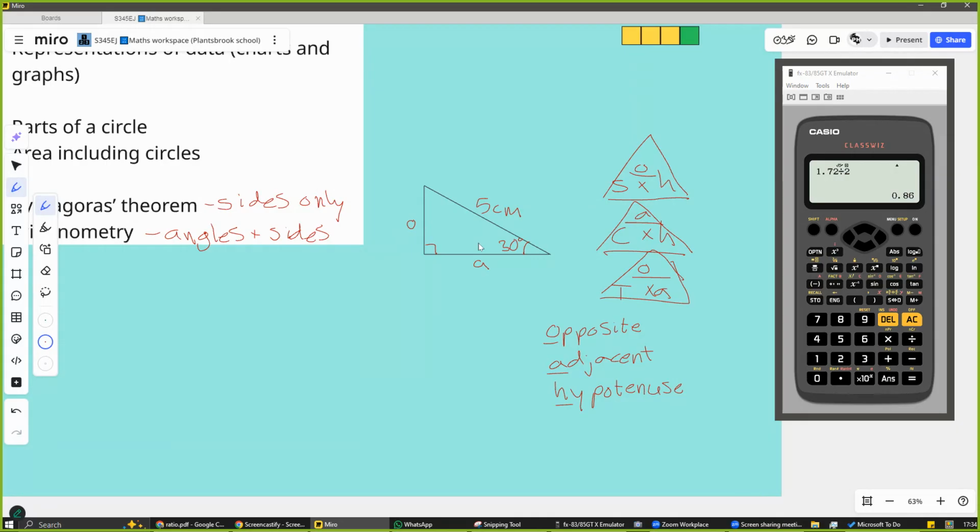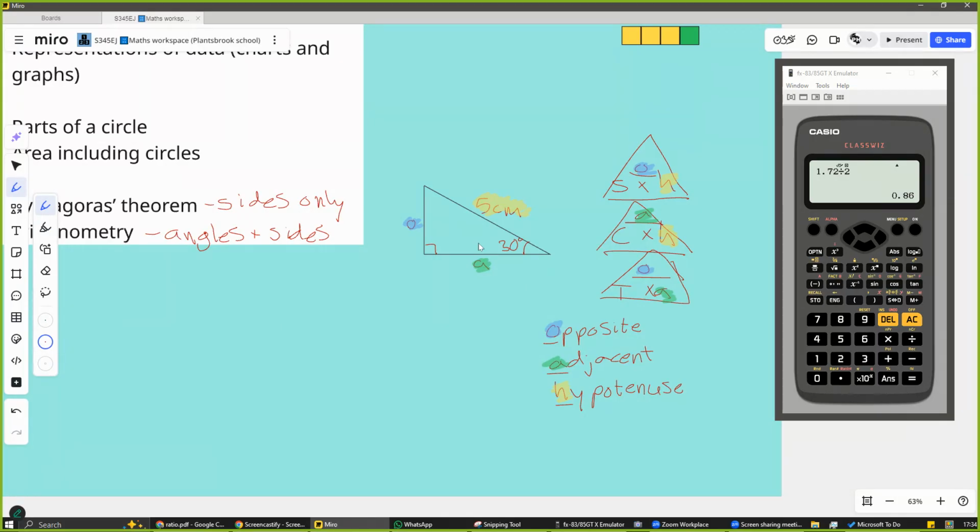So now we know what the letters mean. So I'll highlight O blue. So there it is in that one, there it is in that one. You'll notice in the middle one, it doesn't have any O. The adjacent, on the top one, there's no adjacent, but in the other two, there is an adjacent. And then we've got the hypotenuse, H, which in our case is 5 centimeters. And there it is in the top one, and there it is in the middle one. We don't have it in the bottom one. So each one has got one thing missing.